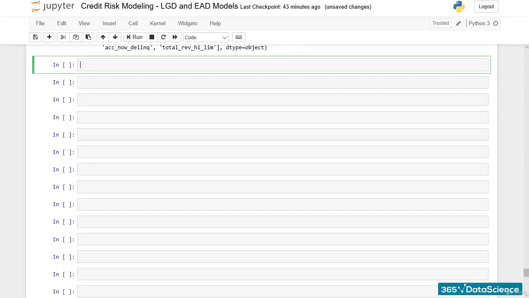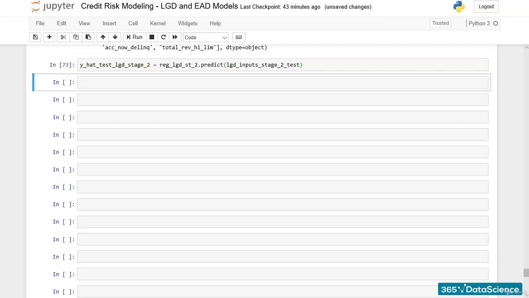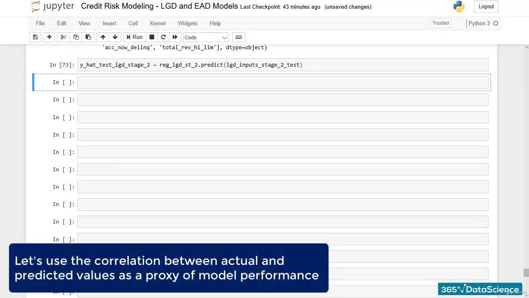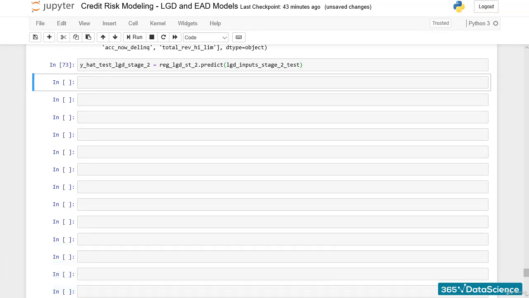Let's store the recovery rate predictions in the y-hat test LGD stage 2. To achieve that, we use the predict method as before. There are different ways to assess how well the model predicts actual values. Let's use a rather simplistic one, the correlation between actual and predicted values. There's a method in pandas to calculate correlations between two series. The actual values are in the data frame LGD targets stage 2 test.